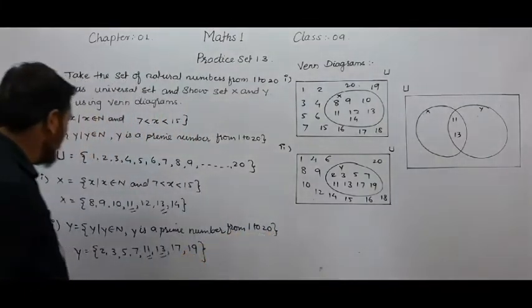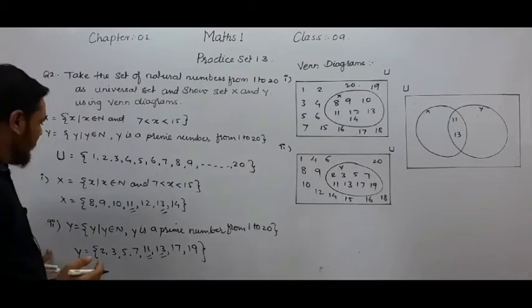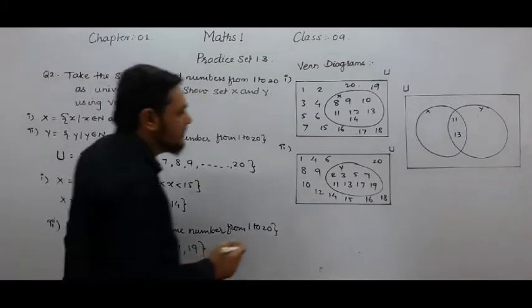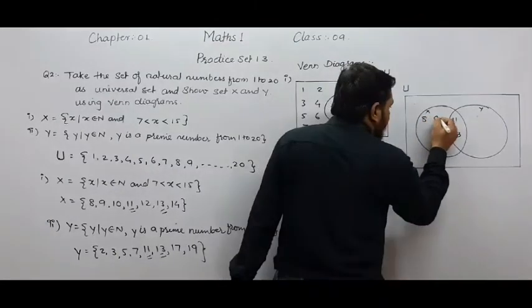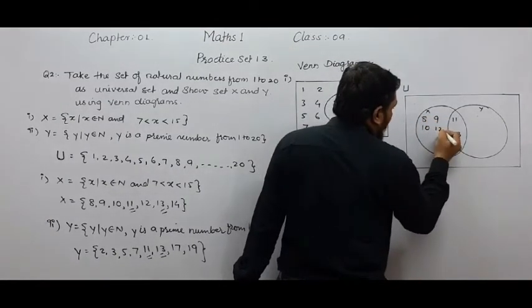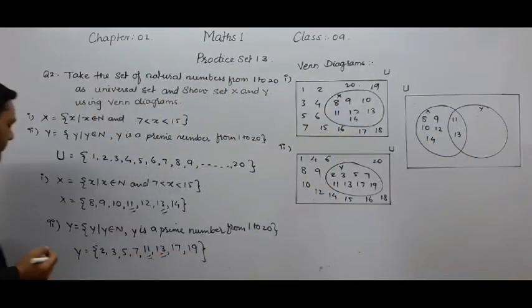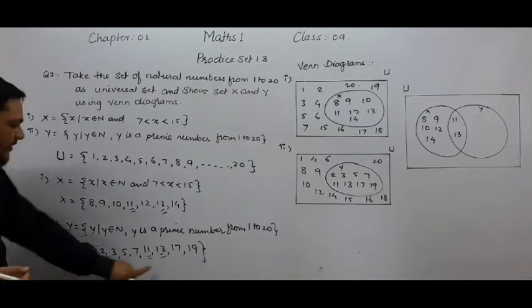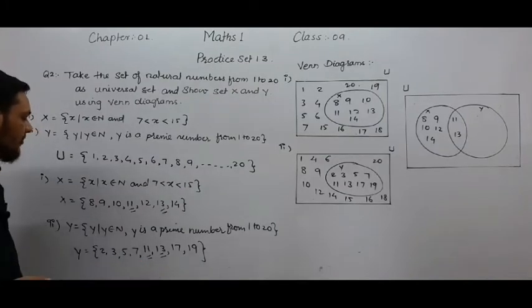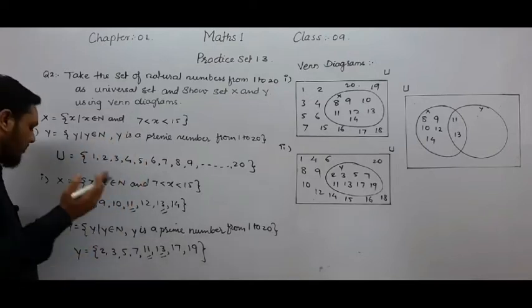Now the remaining elements of X we will write in X, and the remaining elements of Y we will write in the Y part. So student, the remaining elements of set X are 8, 9, 10. So 11 is there here, then 12, 13, 14. Now this is the set X which we have represented there. Now in set Y, 11 and 13 have already gone to the common part. That is why I will write the remaining elements in the remaining part of Y.